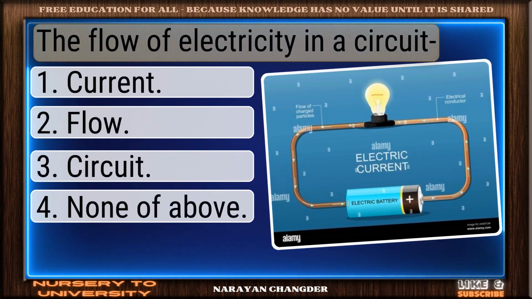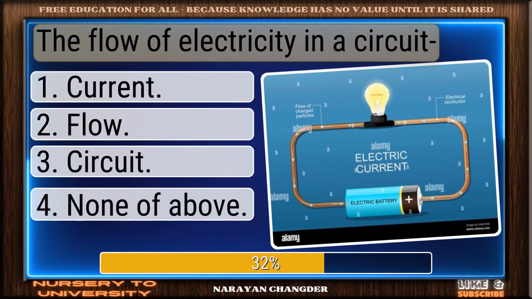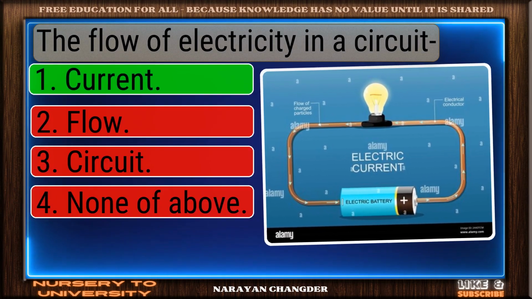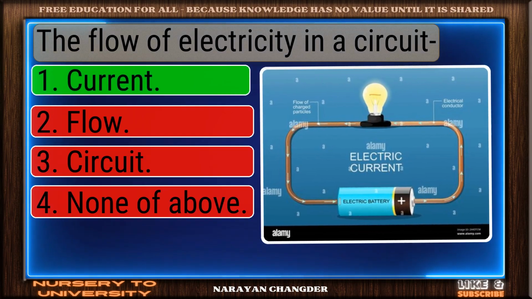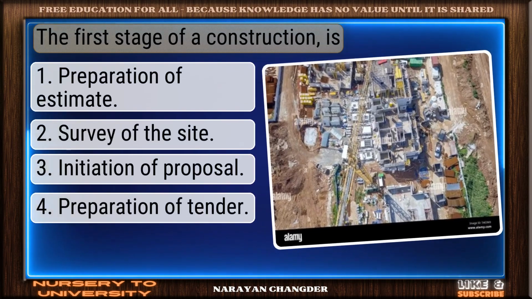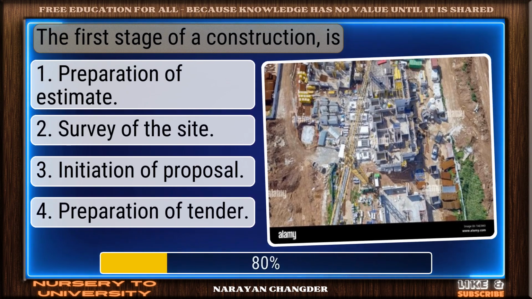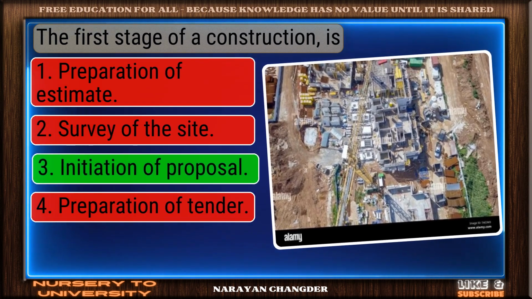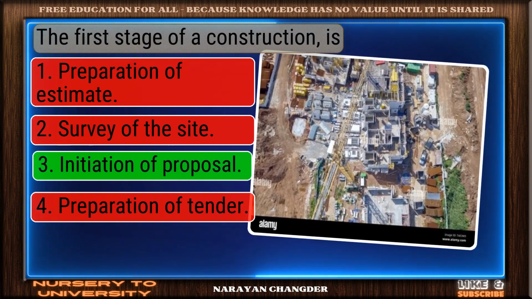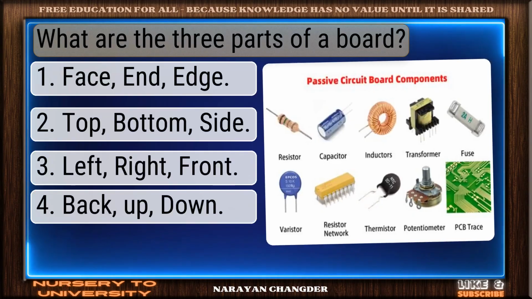The flow of electricity in a circuit. On track. Current is the correct answer. The first stage of a construction is well picked. Initiation of proposal is the correct answer.